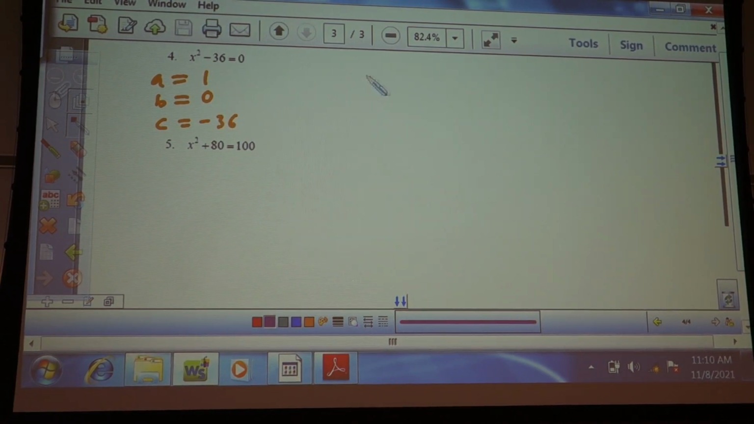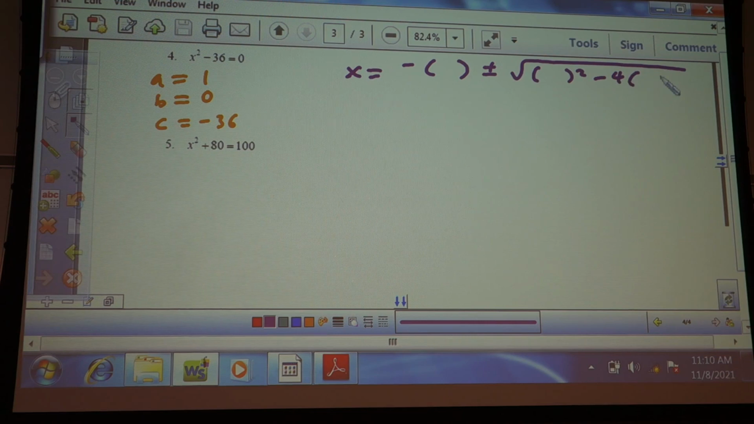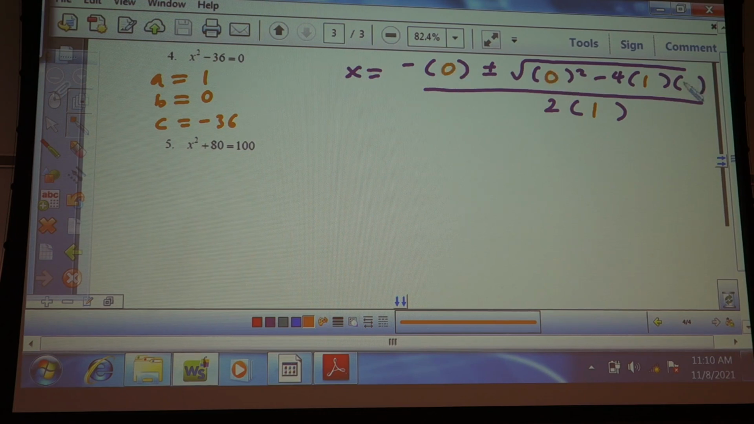So now when I plug this in, x equals negative b, negative parentheses, plus or minus square root of b squared minus 4 times a times c all over 2 times a. I'm going to plug them in. My a is 1, that goes there and there. My b is 0, that goes here and here. My c is negative 36.